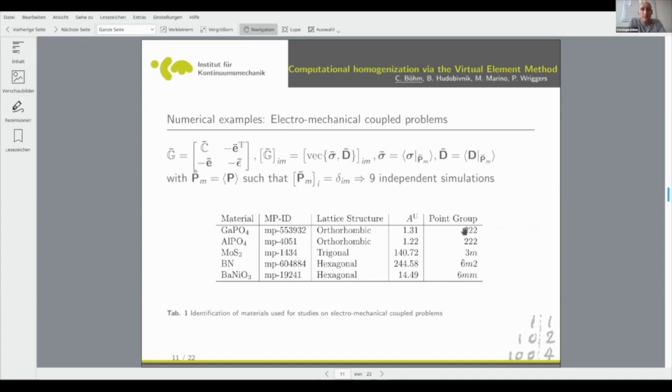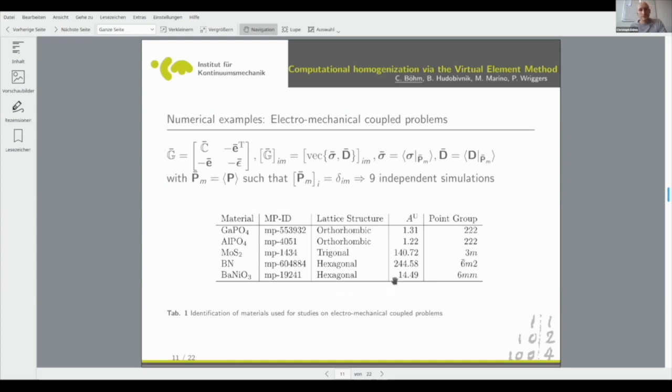So first, electro-mechanically coupled problem at the microscale means that our G bar shrinks a bit down, and we have to do only 9 independent simulations when we employ Dirichlet boundary conditions. And we did this at least for a few different materials. I guess this point group is not interesting for you all. But what is interesting here, at least, is the lattice structure, because the type of the lattice structure is important for where you observe 0 or non-zero entries in these submodules here. So, for example, for trigonal lattice structure, you observe different non-zero entries than for hexagonal lattice structures.